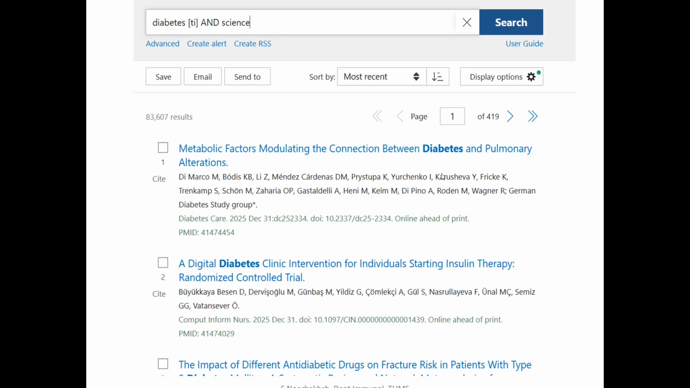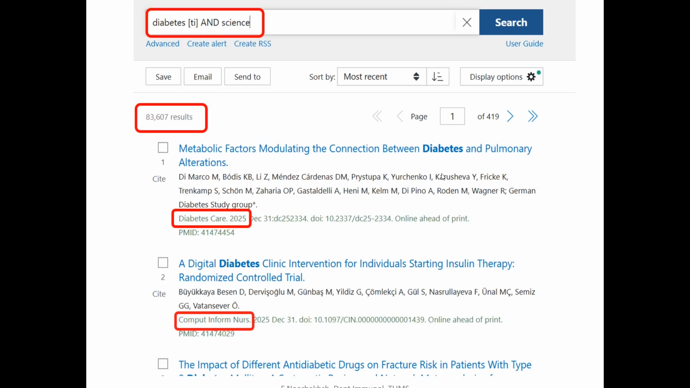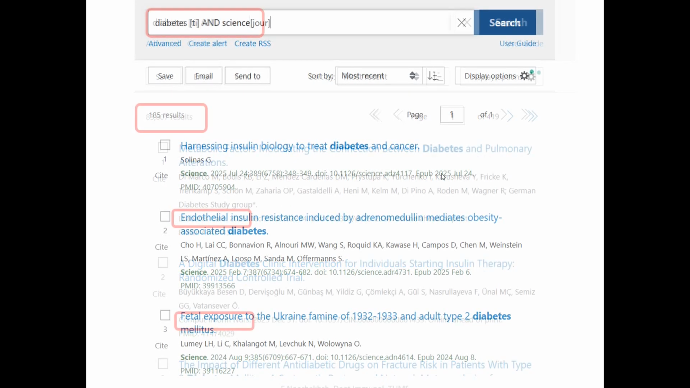And by writing this, I mean I'm looking for articles that have been published in Science. So what I'm getting in here is 83,000. But when I look at the journals, I see that these journals are not Science. Like this first one is Diabetes Care. The second one is, I think, Computers Informatics Nursing or something like that. But they do have diabetes in the title. So what's wrong with this search?